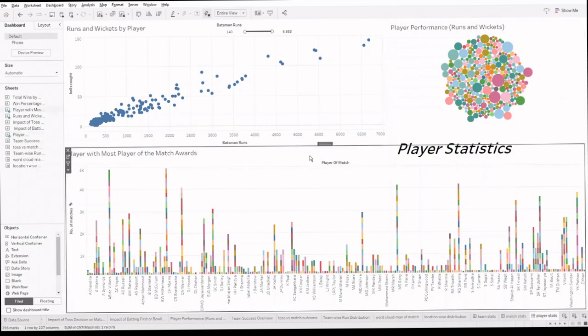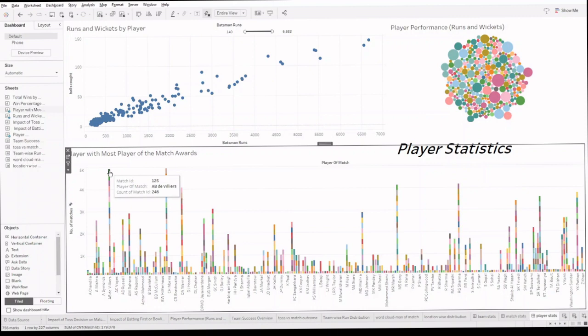So if we come into the player statistics with the player of the match award. Lastly, we have recognized the players who have consistently stood out with the most man of the match awards. This information can be valuable for potential endorsements. So here also, ABW stood straight.